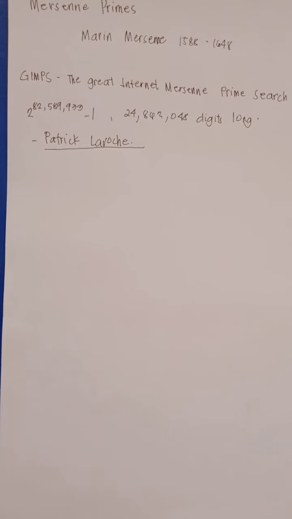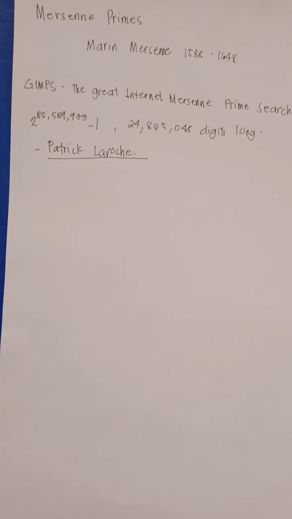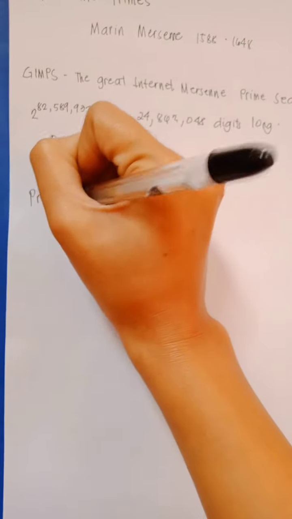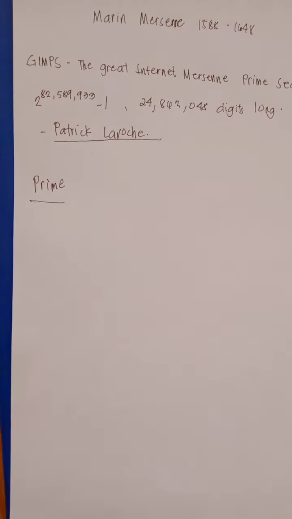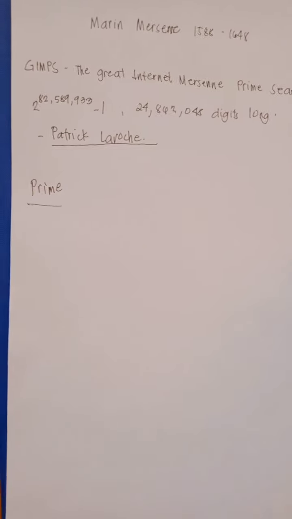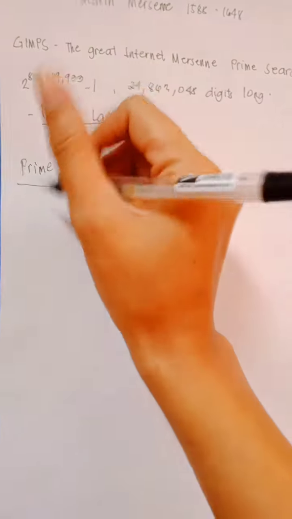Let's proceed to Mersenne primes. Before we define what a Mersenne prime is and how to get Mersenne primes, let's first define what a prime is. A prime has two and only two factors. What does it mean? It is a number with only two divisors: itself and 1.